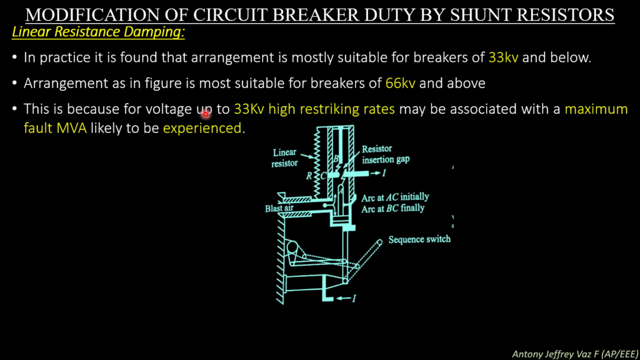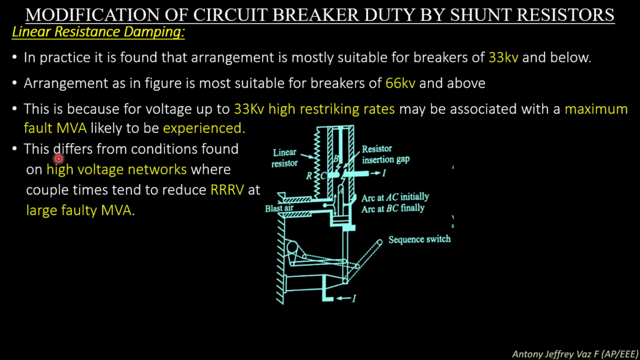This is because for voltages up to 33 kV, high restriking rates may be associated with the maximum fault MVA likely to be experienced. So the high restriking rate voltage rating can be associated with the maximum fault current MVA experienced by the breaker. This differs from conditions found on high voltage networks, where coupling times tend to reduce the rate of rise of restriking voltage at a large fault MVA.